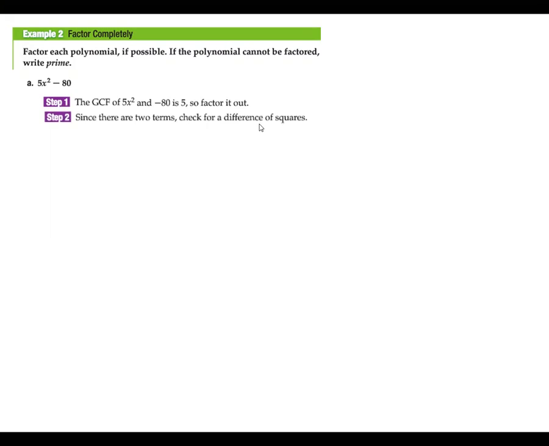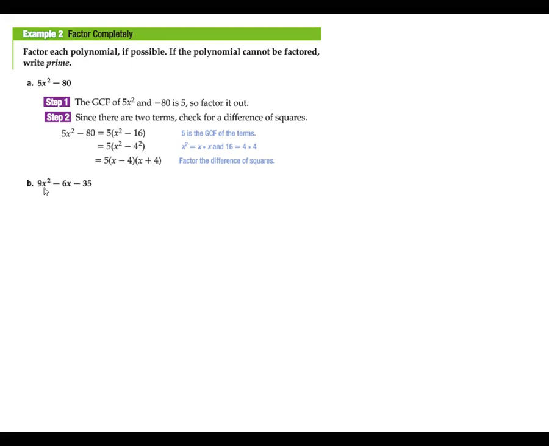And there are 2 terms, so we've got to check for difference of squares. So take out a 5, you get x squared minus 16. So that is a difference of squares, and factor it as x minus 4 times x plus 4. Don't forget your factor of 5 in the front. And then if you check the other factors, there's nothing else to factor out of here.